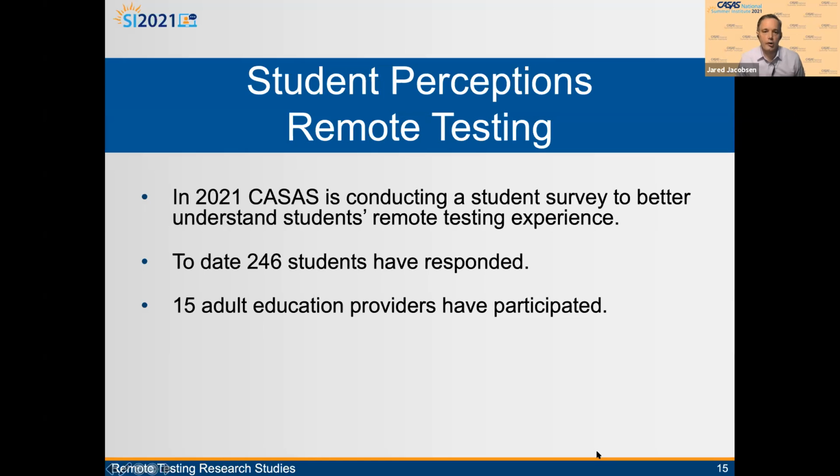The survey is ongoing, so we're continuing to get respondents. We've had good response so far with 246 students. We would like to get more response across different states and agencies, so this survey will continue to be implemented.